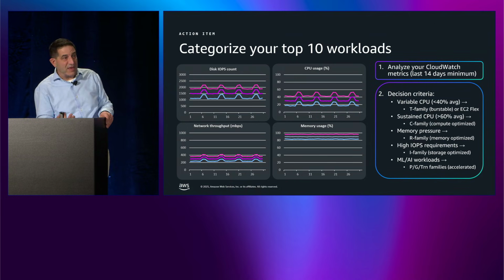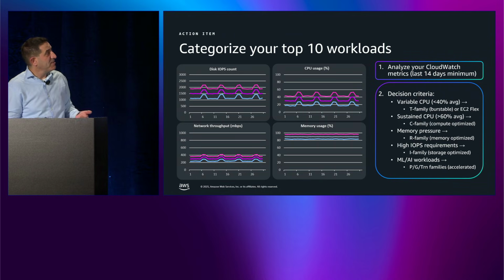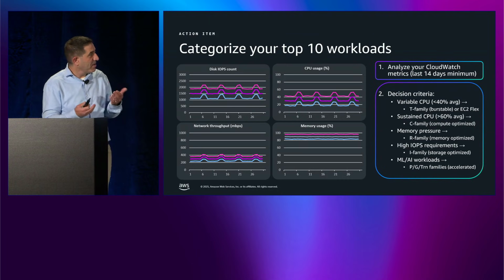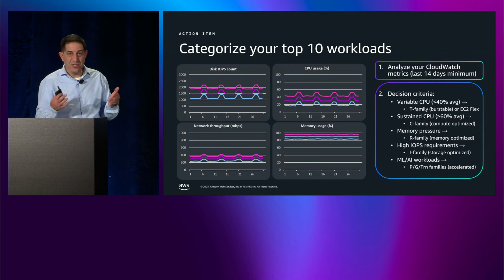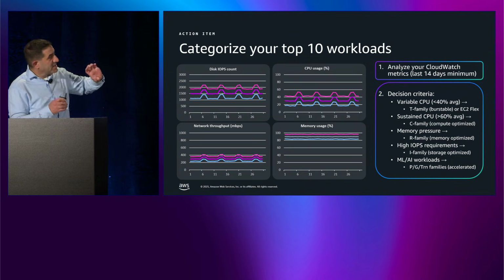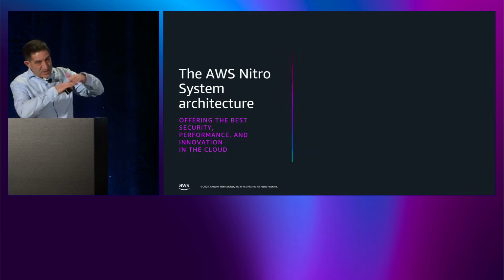Should I really be thinking about burstable instance types or flex instance types? Do I have sustained CPU? Do I need to think about the C family more? Memory pressure, R. High IOPS, think about the I family. And ML AI workloads, of course, P, G, and Trainium. So again, don't just standardize on a couple of instance types. Try to pick the few that work for you, but then be flexible across many.